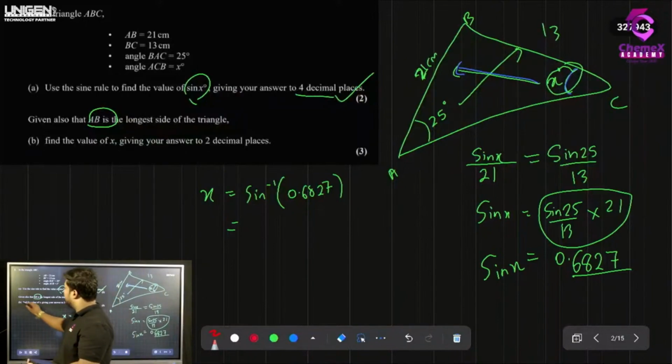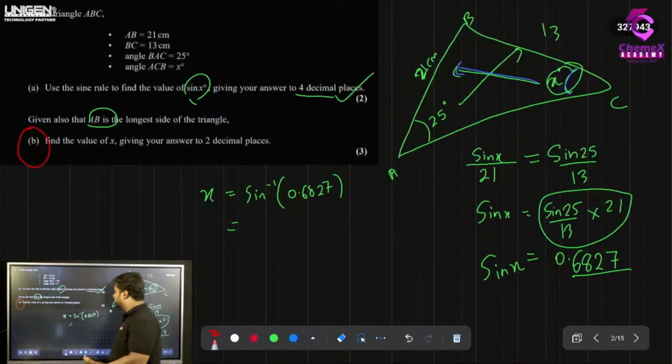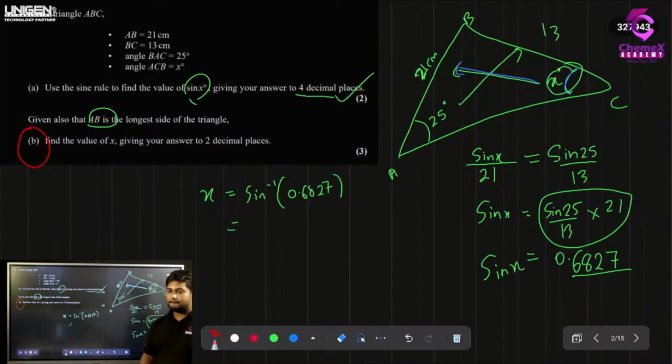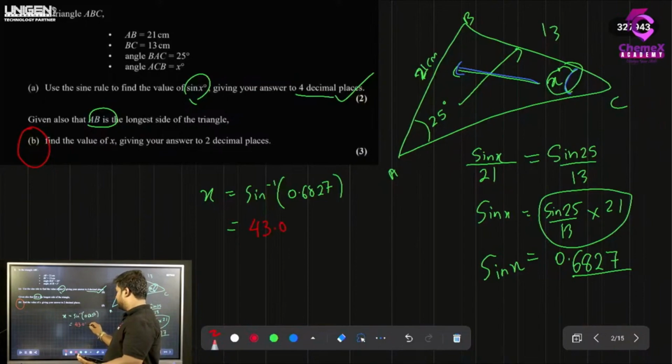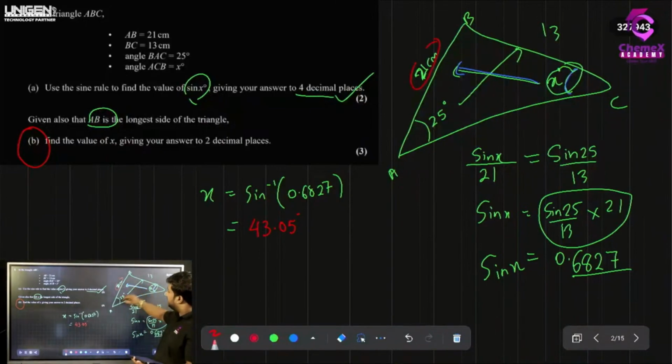Vivek? I'm doing the B part. So what's the sine inverse answer? Just type sine inverse. So I got 43.05. Okay, 43.05 is the angle. But if AB is the largest length, this angle should be the largest, right? So what other angles can you take then?